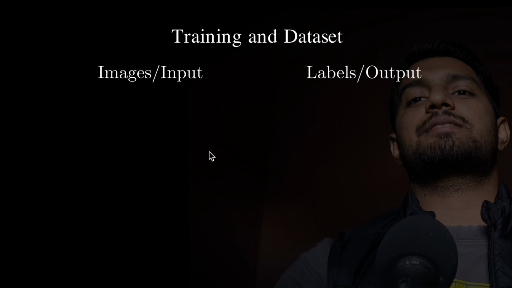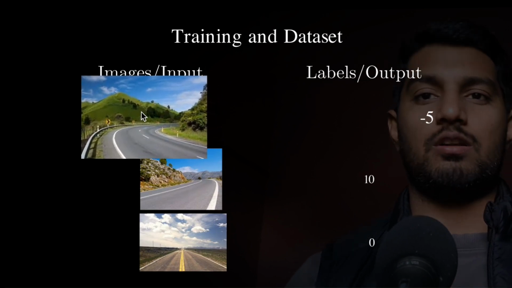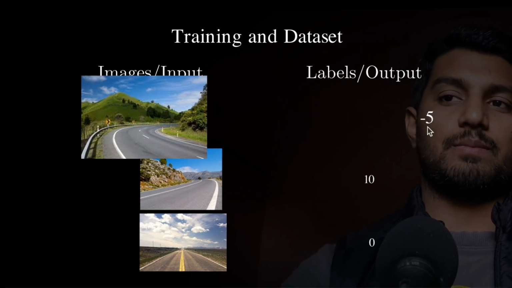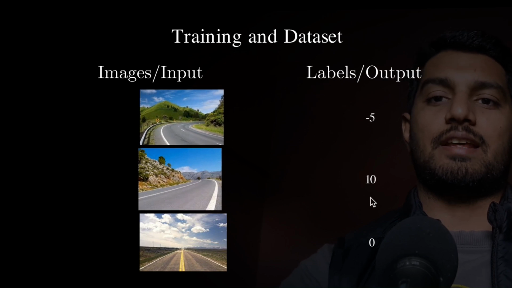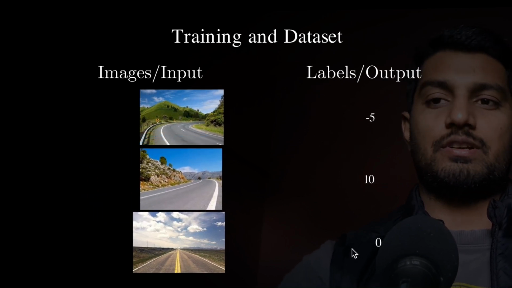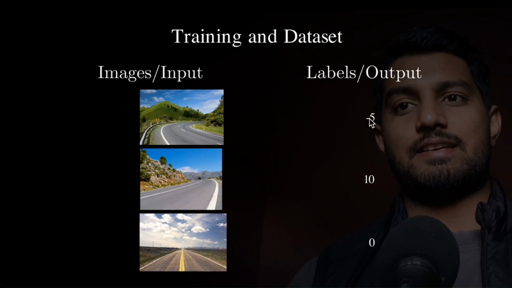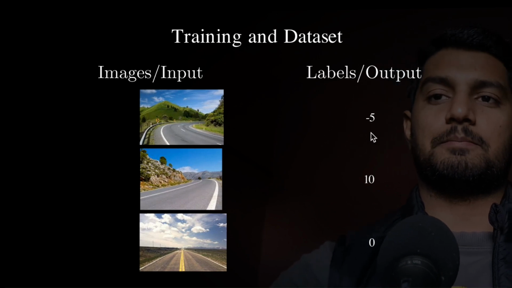So training and data set, basically we collect data like this. We will have two columns. In one column we'll have the image, and the output is -5. If you see a right turning road, it's 10. And this is a straight road, so no turning is required. Over here -5 is because it's turning toward the right side, right? So one will be clockwise, one will be anti-clockwise, something like this.